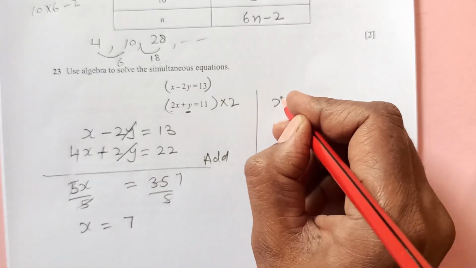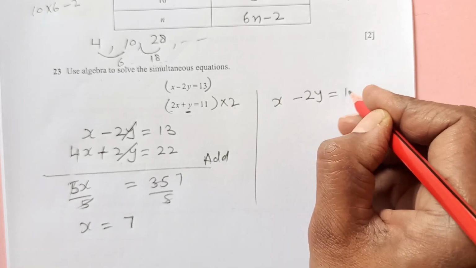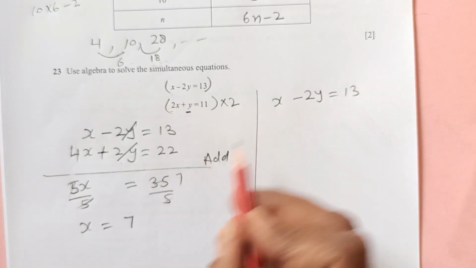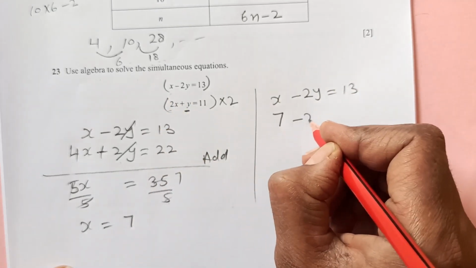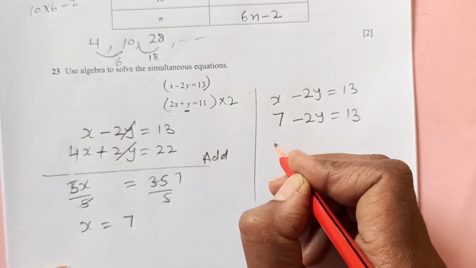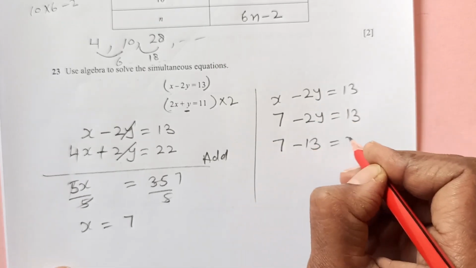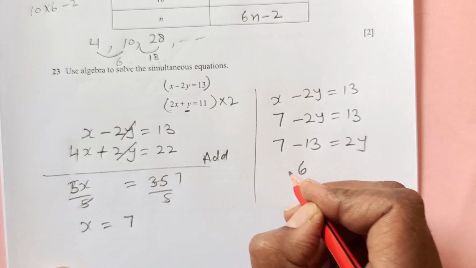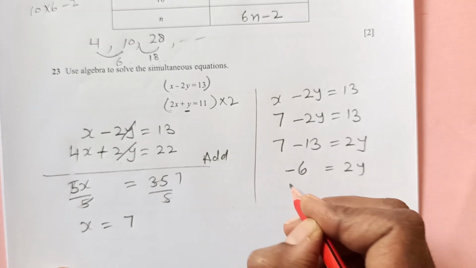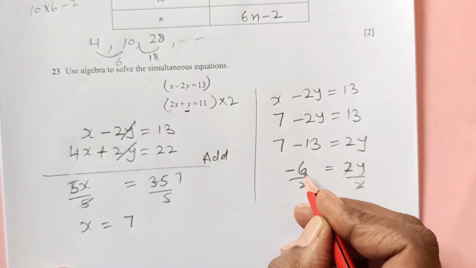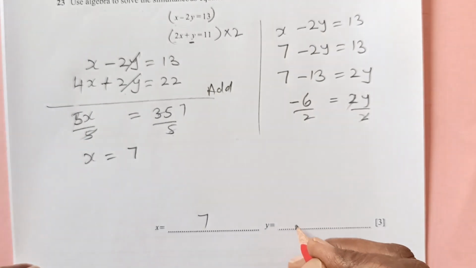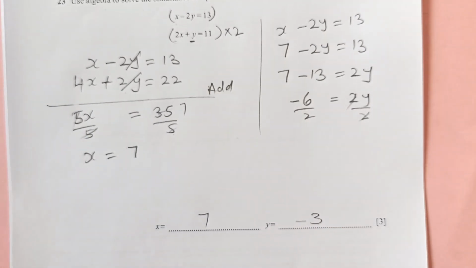So now you can choose any of these equations. I'm taking the first one, x minus 2y. So substitute the value, x minus 2y equals 13. So 7 minus 13 equals 2y. 6 minus 6 equals 2y. Divide by 2, divide by 2. So this is minus 3. So y is equal to minus 3, right? So this is number 23.